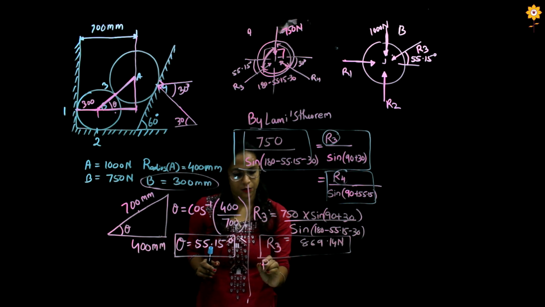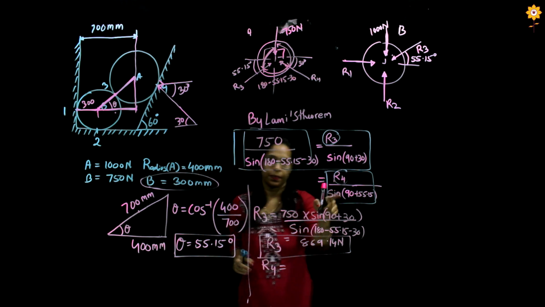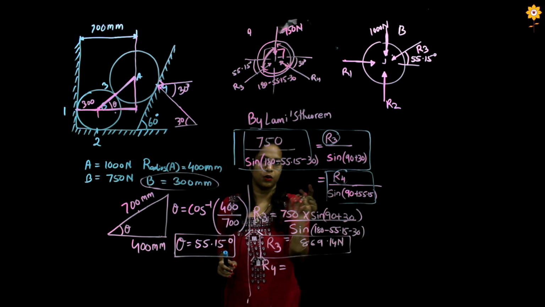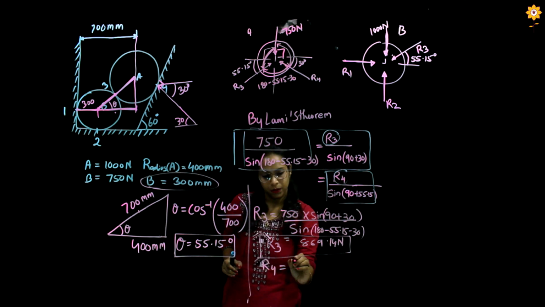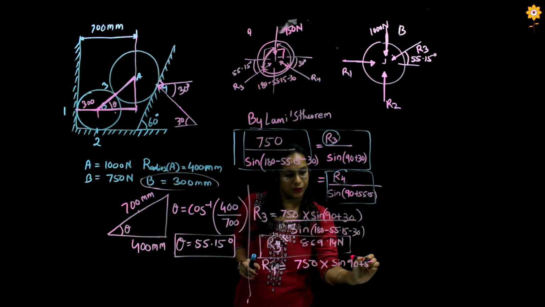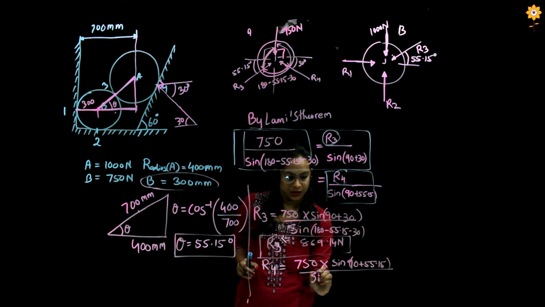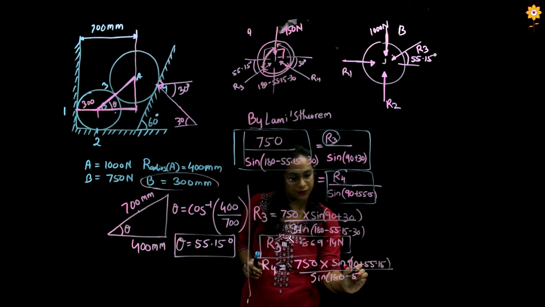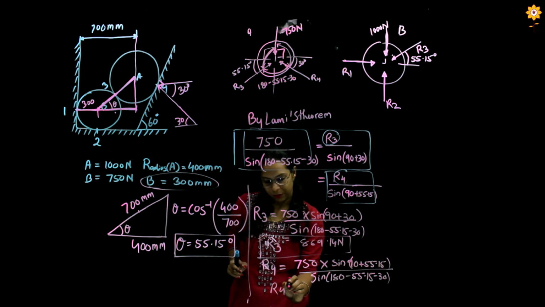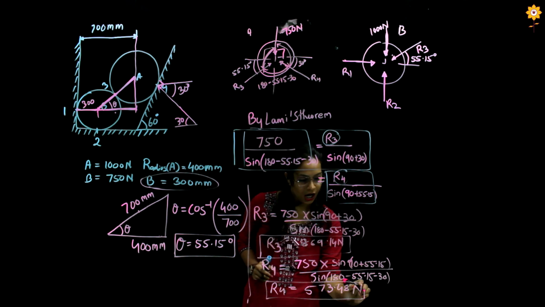Now if I calculate for R4, the equation would become this, and this we are equating now. So sine of 90 plus 55.15 would go up. That is 750 into sine of 90 plus 55.15 divided by sine of 180 minus 55.15 minus 30, which will give me R4, that is 573.48 newtons. So now I have R3 and R4.